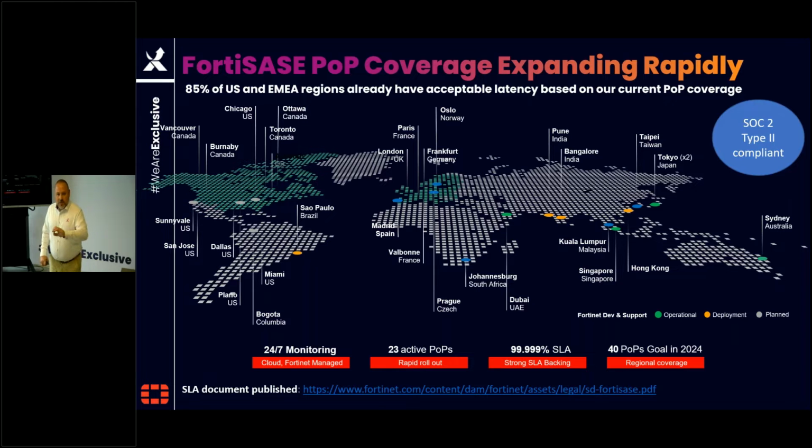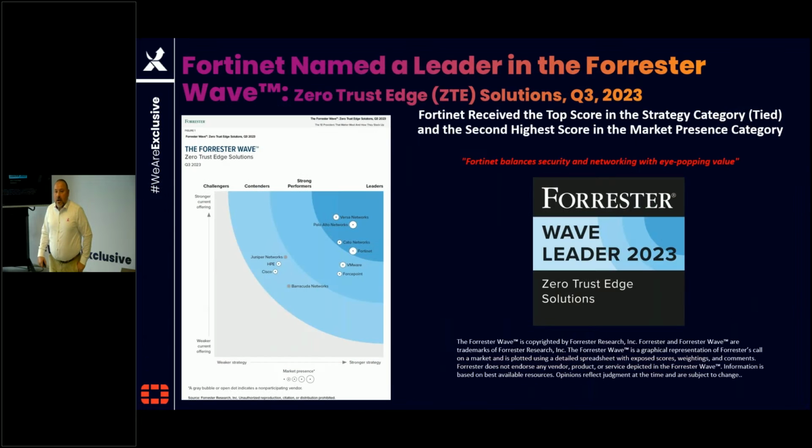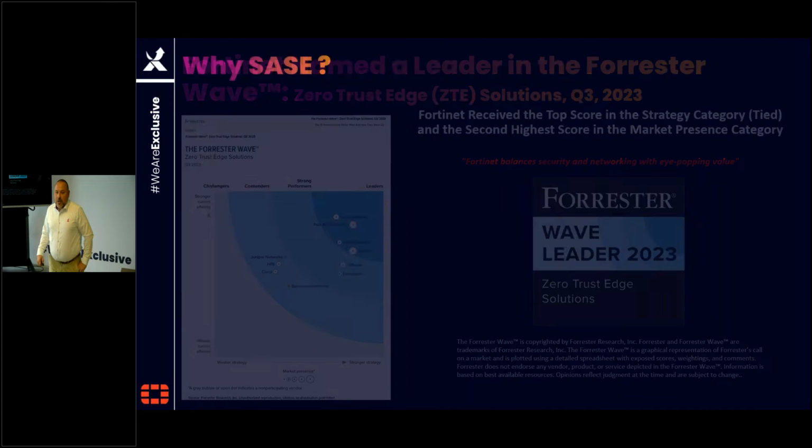They're only networking POPs, they just pass through to where the actual security stack is being placed. Another analyst, Forrester, also named Fortinet as a zero trust edge solution leader. So it's not one analyst group saying that Fortinet has a good solution. There are several. So why are we now talking about SASE? Well, because the business opportunity is huge.